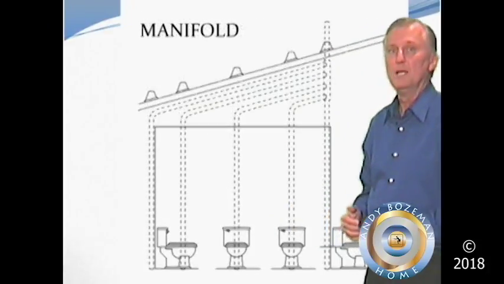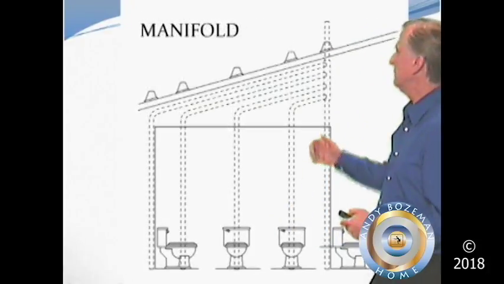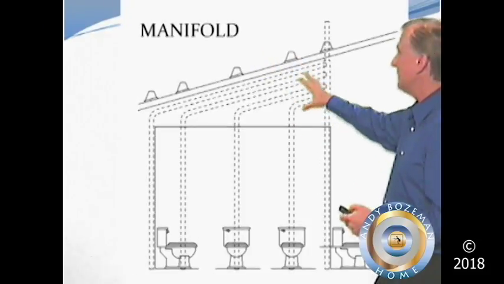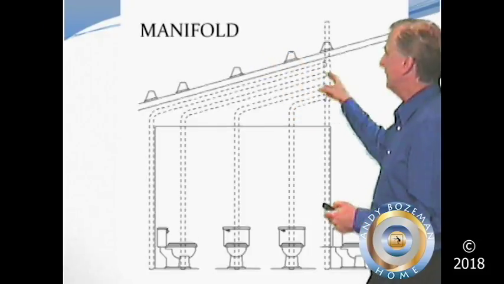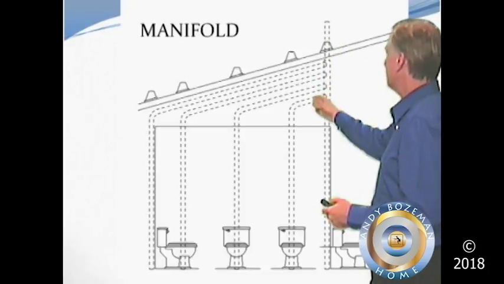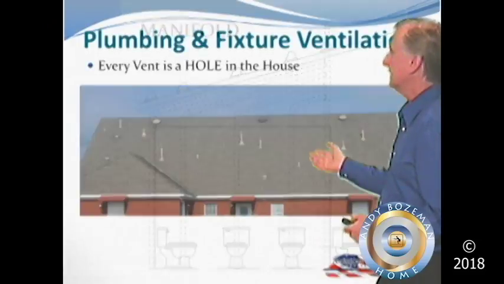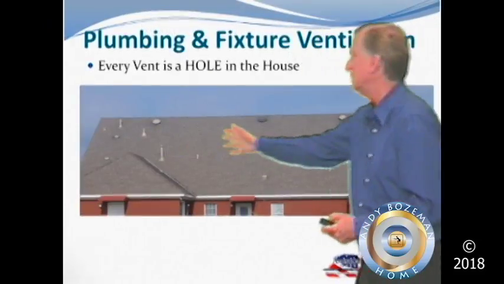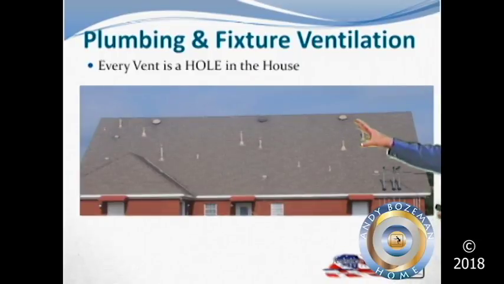What we want to do is combine those, and we do that with a device called a manifold, where all of those vents come within the envelope of the house and they join into one stack, and then that one vent vents out through the roof right there. So let's take a look at what happens with this. Remember, each one of these is a hole in the roof, and we want to reduce them. So watch what happens when we just reduce the number of holes in the roof.